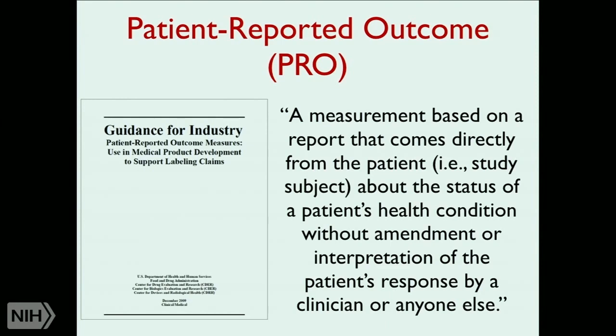So the FDA defines a patient-reported outcome as a measurement based on a report that comes directly from the patient about the status of a patient's health condition without amendment or interpretation of the patient's response by a clinician or anyone else. Okay? And we're talking here about all sorts of things that match this definition. Could be symptom diaries, could be multi-item surveys, could be in-person interviews where responses are being recorded. The data can be captured electronically, paper and pencil, on a phone, right? All of these things could be patient-reported outcome measures.